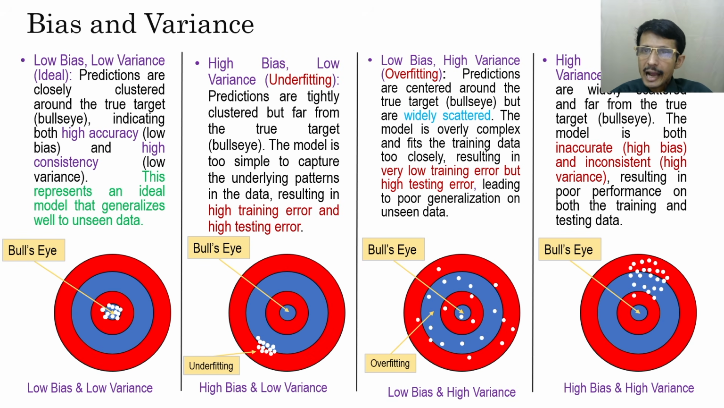And finally, high bias and high variance is both a bad situation, a poor situation. Predictions are widely scattered and far from the true target. The model is both inaccurate, high bias, and inconsistent, high variance, resulting in poor performance in both training and testing. That is very important. So this is the way of understanding the dimensions of bias and variance, and what we mean by overfitting.